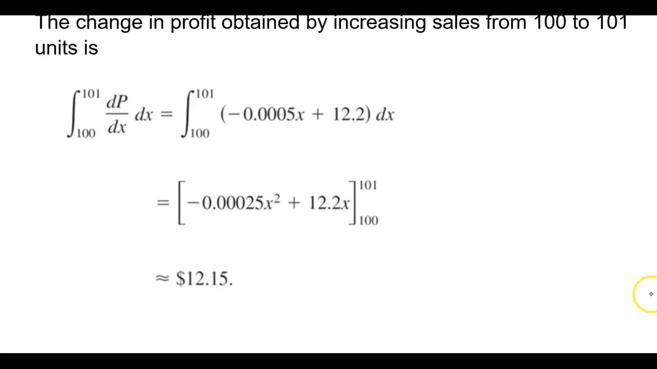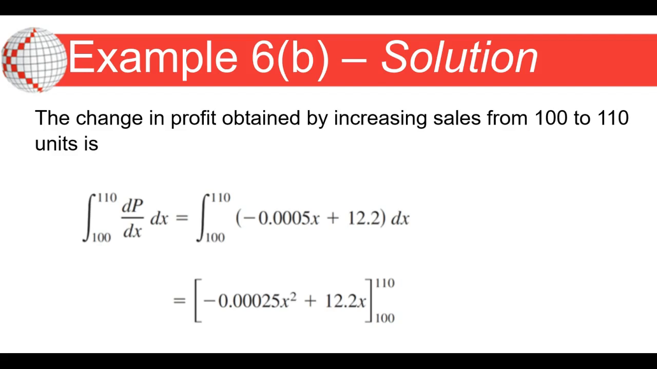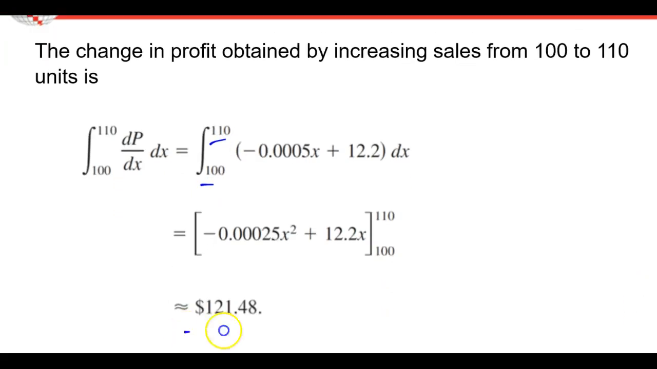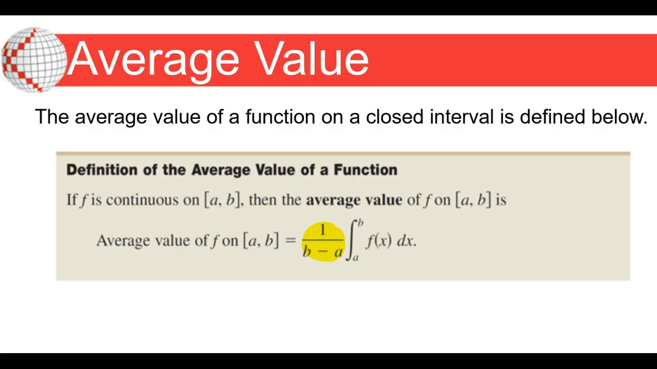Let's see if the author, yep. And for part B, we do the exact same thing, but from 100 to 110, and evidently we get 121.48.